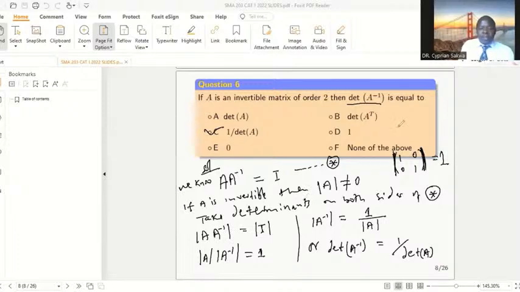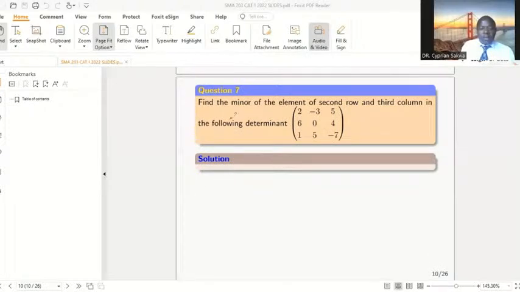Let's look at the next question. The next question says, find the minor of the element in the second row, third column. The second row, row 1, row 2, this second row. Third column is 1, 2, 3. So we want the minor of this element.